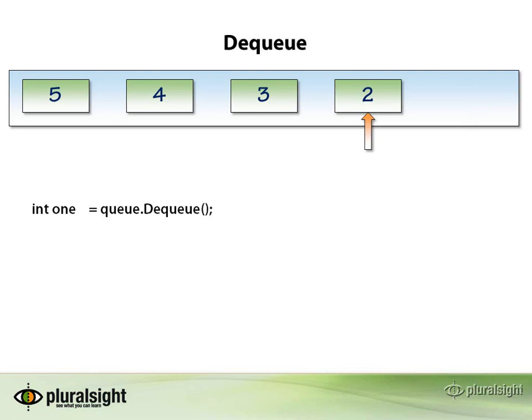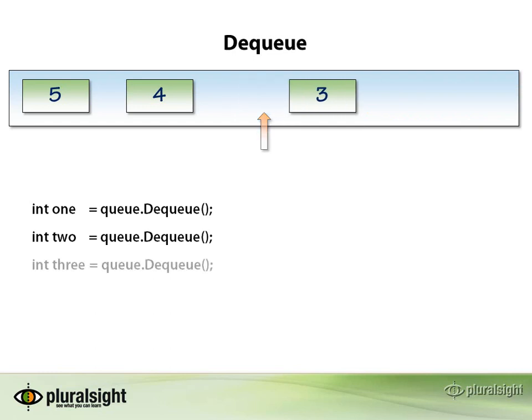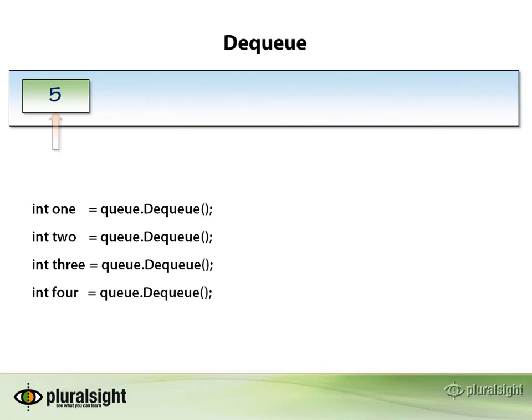Okay, so we've removed 1 from the queue and the new head is 2. So we can dequeue the 2, which sets the head to 3. We can remove 3 to get to 4, remove 4 to get to 5. Now if we dequeue one more time, the queue is now empty. And at this point, no more items can be removed from the queue. But we could call enqueue to add more items back and start the process over again.